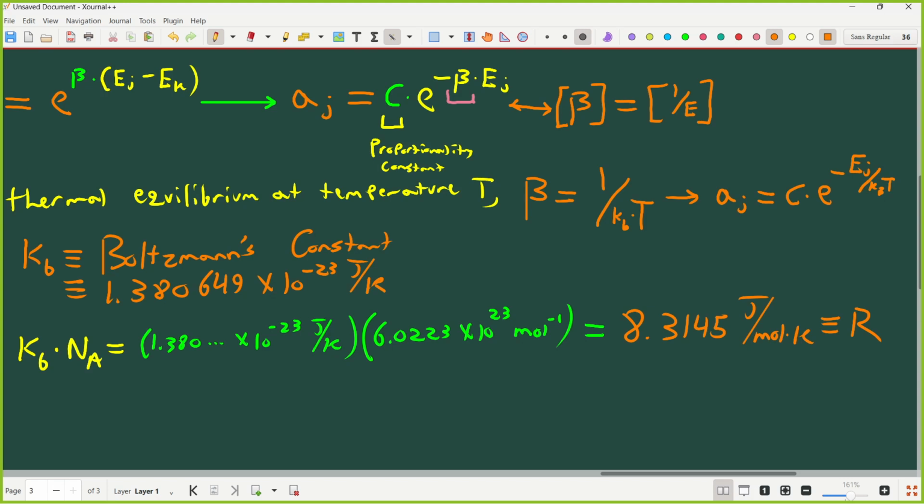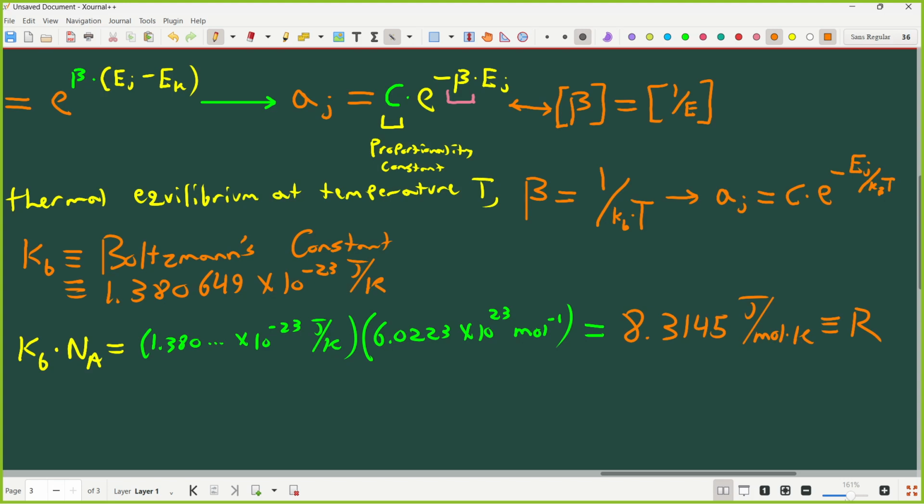So Boltzmann's constant is the per atom or per particle gas constant. What is the gas constant? Well, let's just look at the units. We multiply it by T. It's always RT, and here we have KT. So T always has Kelvin, and it says that for every degree of temperature, the system is provided 8.3145 joules per mole.